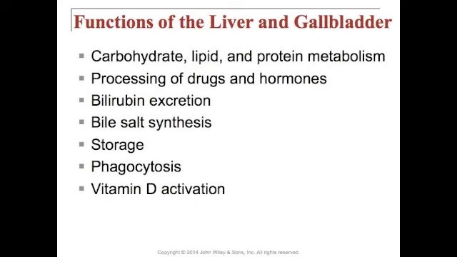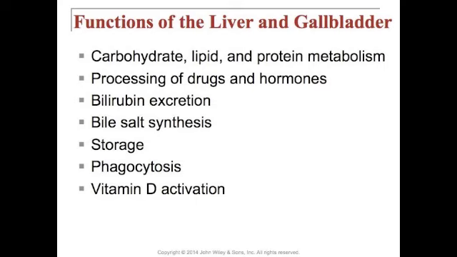Hepatocytes also synthesize most blood plasma proteins such as alpha and beta globulins, albumin, prothrombin, and fibrinogen. The liver can also process drugs and hormones. So the liver can detoxify substances such as alcohol and excrete drugs such as penicillin, erythromycin, and sulfonamides into the bile. It can also chemically alter or excrete thyroid hormones and steroid hormones such as estrogens and aldosterone.